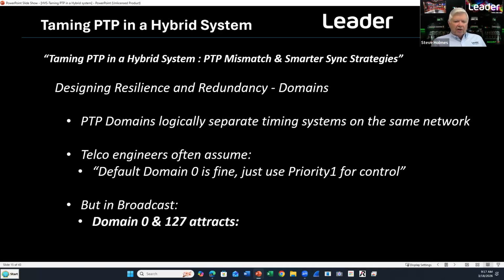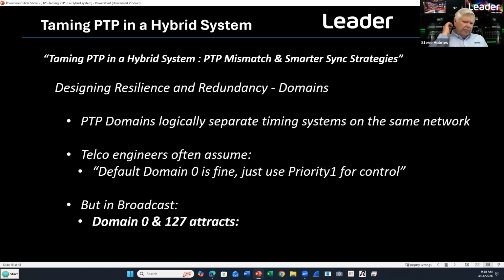127 is the default. So when a device is placed on your network, it starts up. If it happens to have the ability to generate PTP, it's going to start up and put itself on in 127. And if its priority 1 and priority 2 think they're better than your system, they can actually take over, and it can be really nasty.